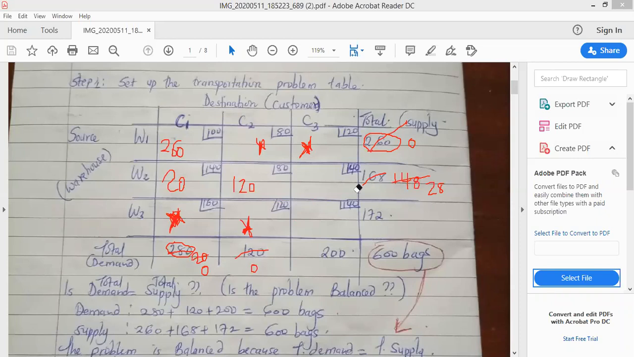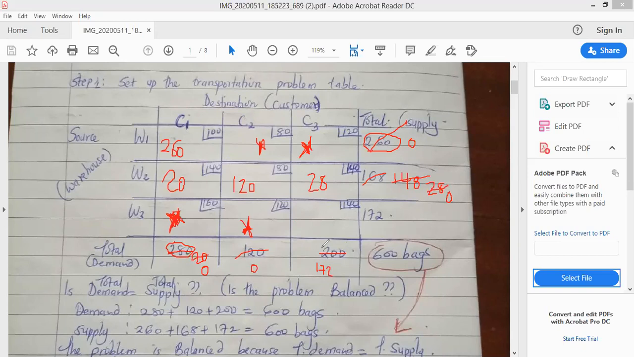But how? This cell here, which we are going to begin with, can comfortably receive the 28 units, which were the balance out of the W2 source. And the moment we do so, we have exhausted that amount. We cannot assign any more. But we have not satisfied this destination. We have a balance of 200 minus 28. That should be 172.